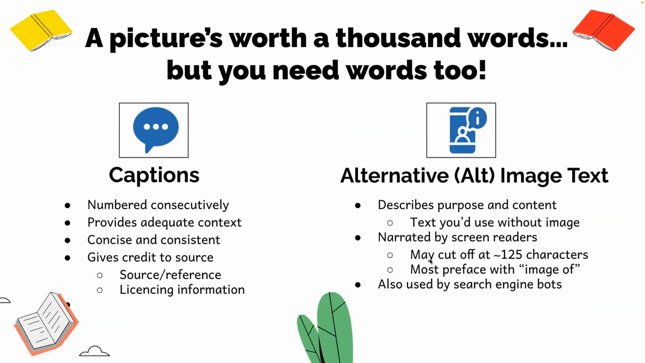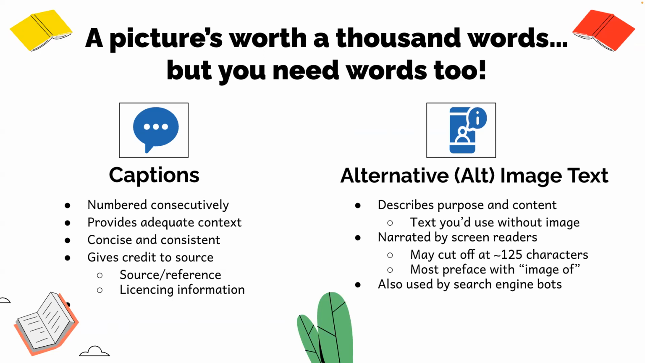Also important for accessibility is the use of alt image text, which describes both the purpose and content of an image and is essentially what text you might have to add if that image were not there. This is something that's narrated by screen readers, and we know that it's often cut off around 125 characters, so we were mindful of that.